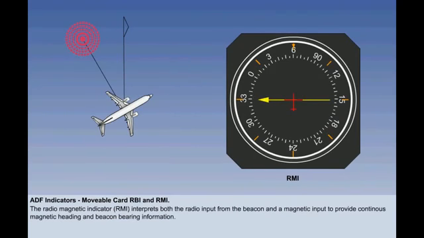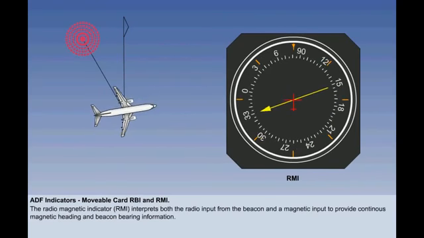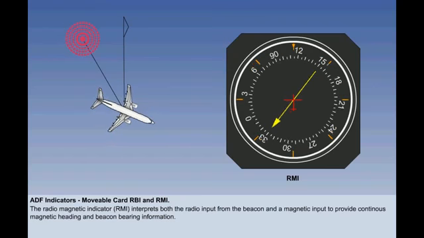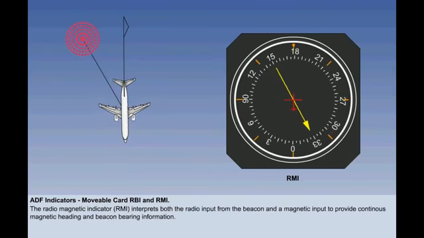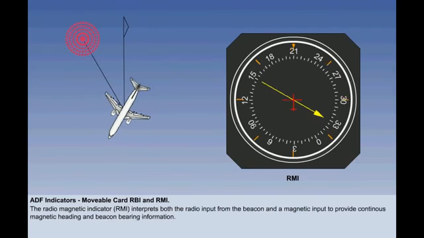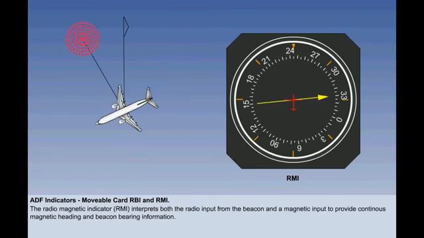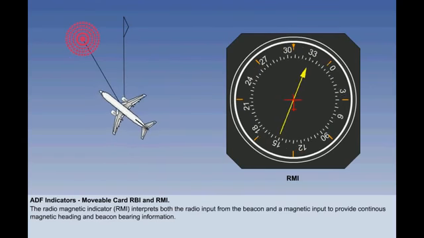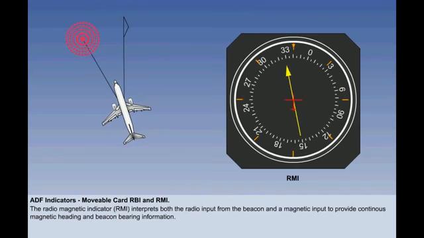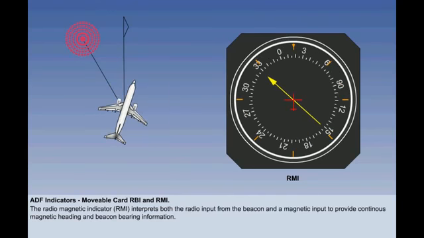This manual adjustment is avoided in the RMI, the radio magnetic indicator, which incorporates a moving dial which shows the aircraft's magnetic heading. The RMI then interprets both the radio input from the beacon and a magnetic input to provide continuous magnetic heading and beacon bearing information.